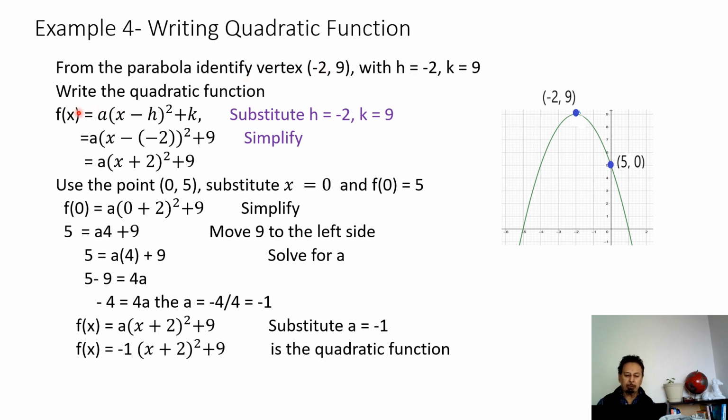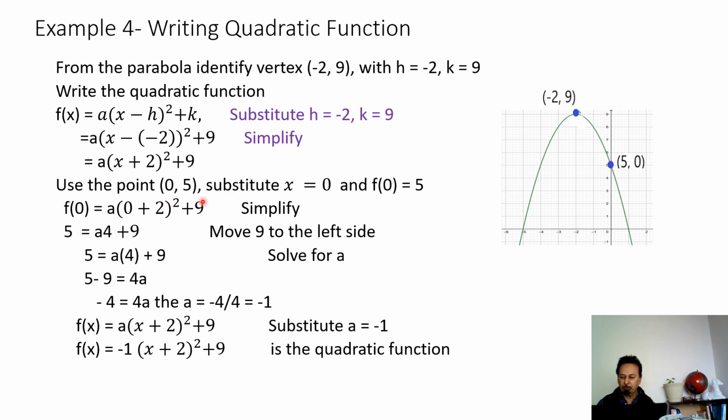Now we write the quadratic function, and that's f of x equal to a times x minus h squared plus k. And we substitute h equal to negative 2 and k equal to 9. So this becomes a times x minus negative 2 whole squared plus 9. Now the minus negative 2 becomes plus 2, so there will be x plus 2 squared plus 9. So now we have to find a.